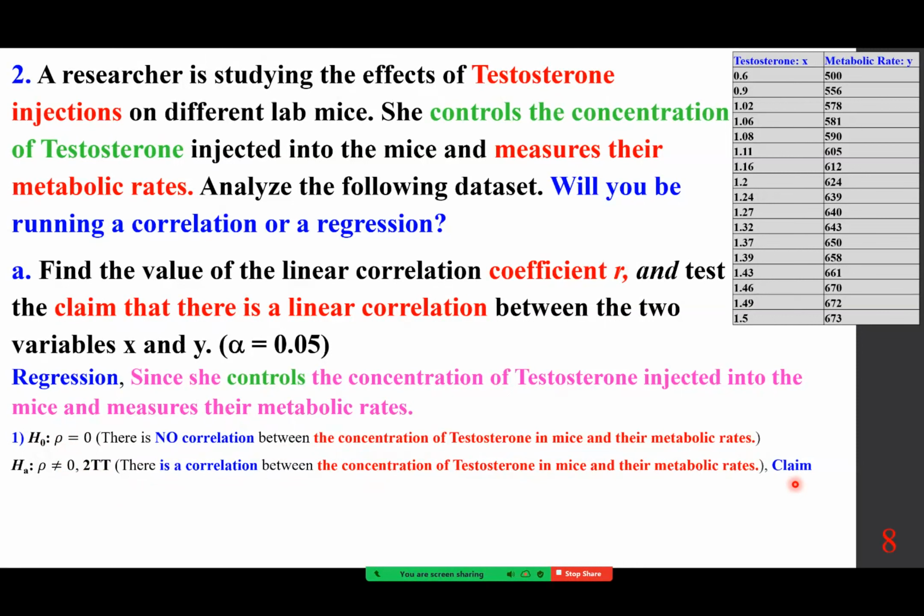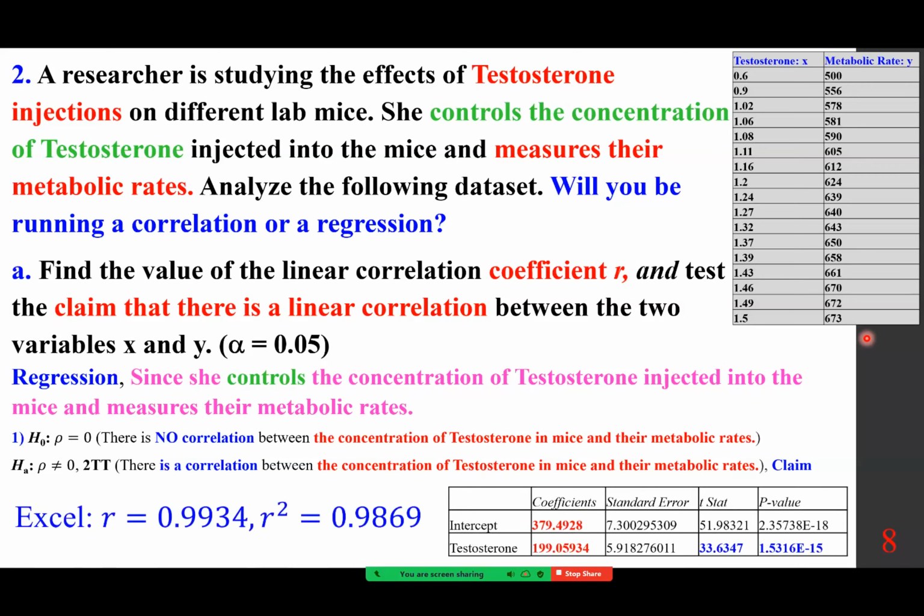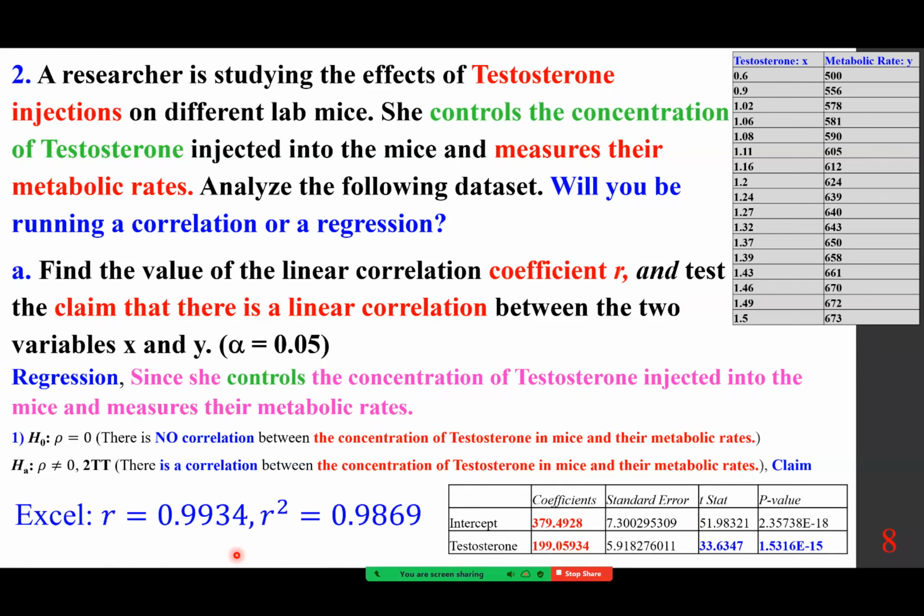So we are going to put this into technology such as TI, Excel, Minitab, you name it. And when we run it, it gives us this table, gives us R squared. So we're going to hold on to that, and we're going to do the test of hypothesis with the information that we have here in the next page.